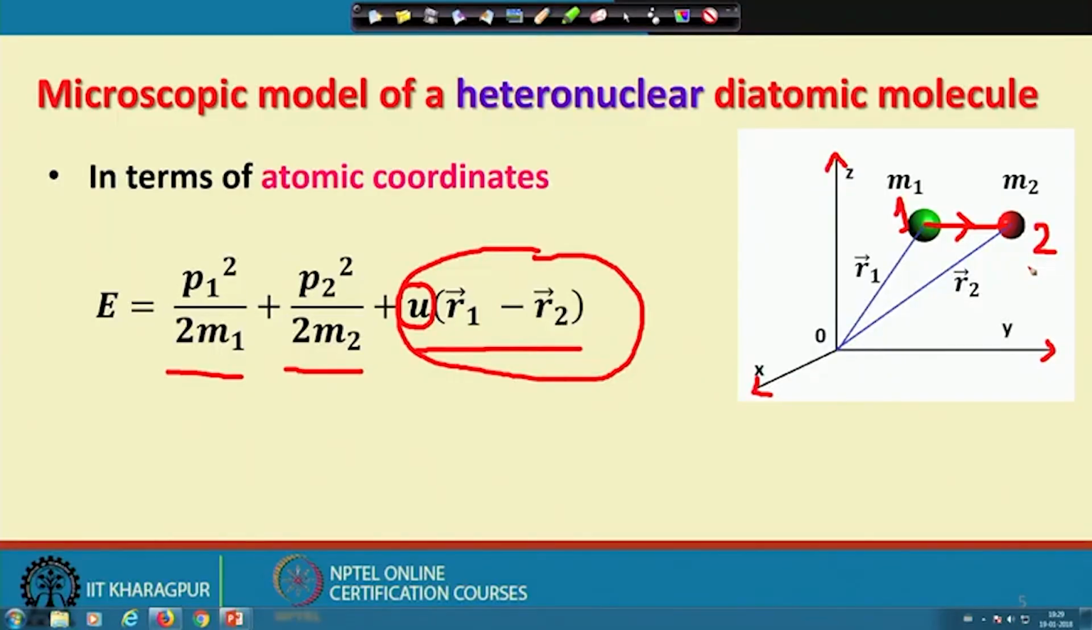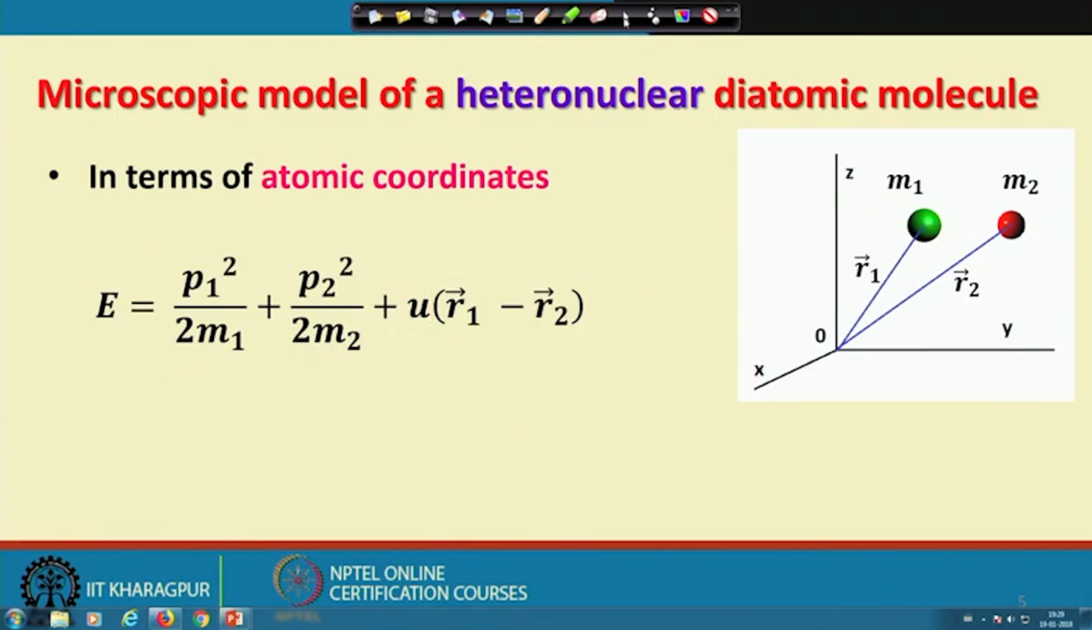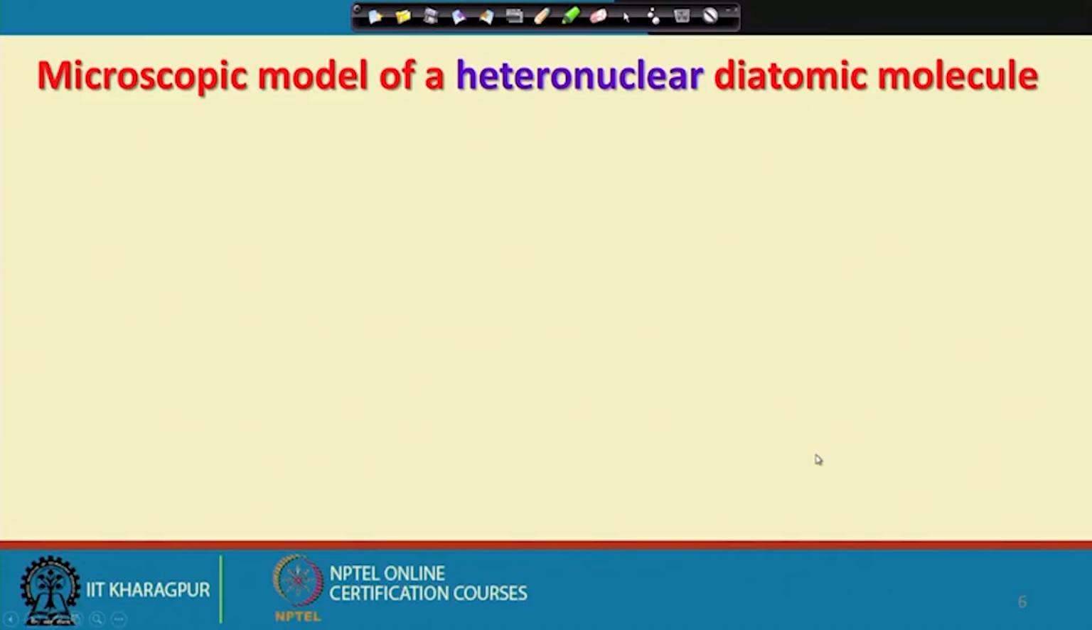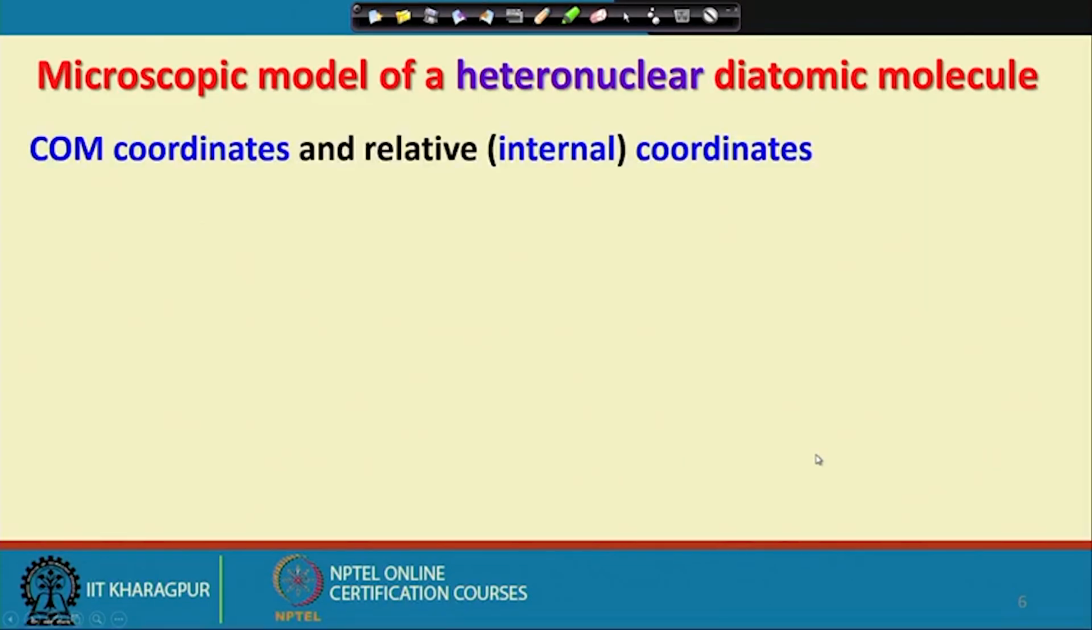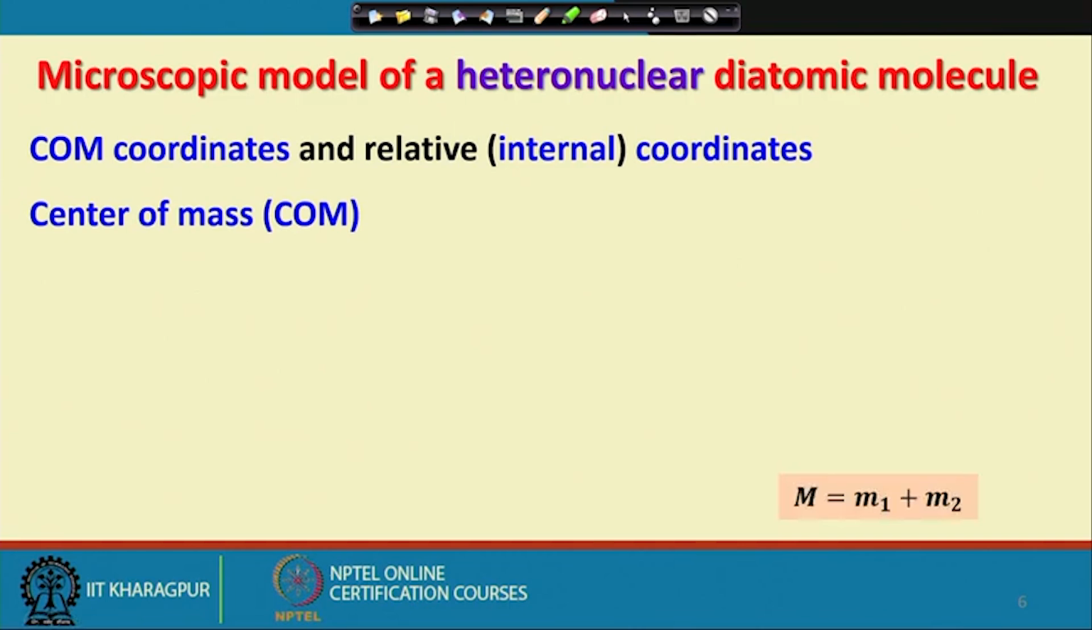So, let us go back and try some mathematical treatment to see if we can have a better separation of variables within this kind of formalism. This is what we are going to look for: the center of mass of this particular system and some relative or internal coordinates. So, let us first start by defining the center of mass.